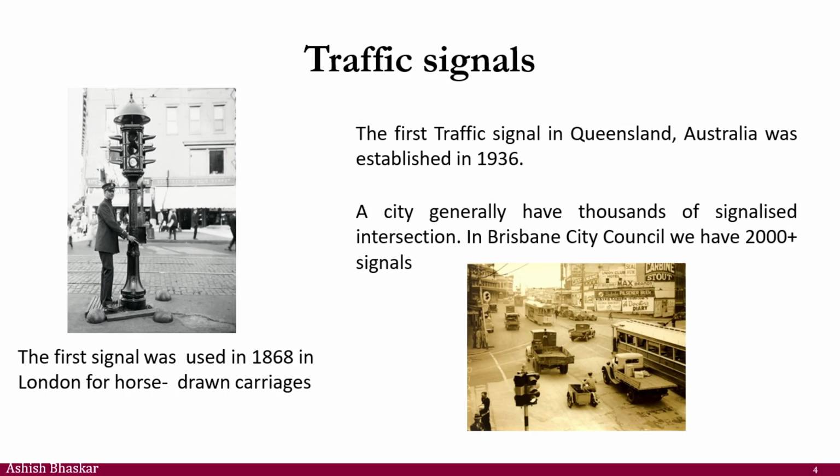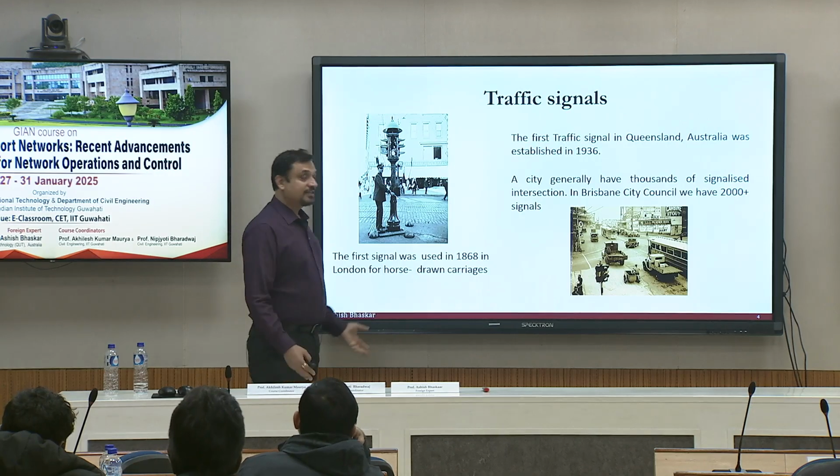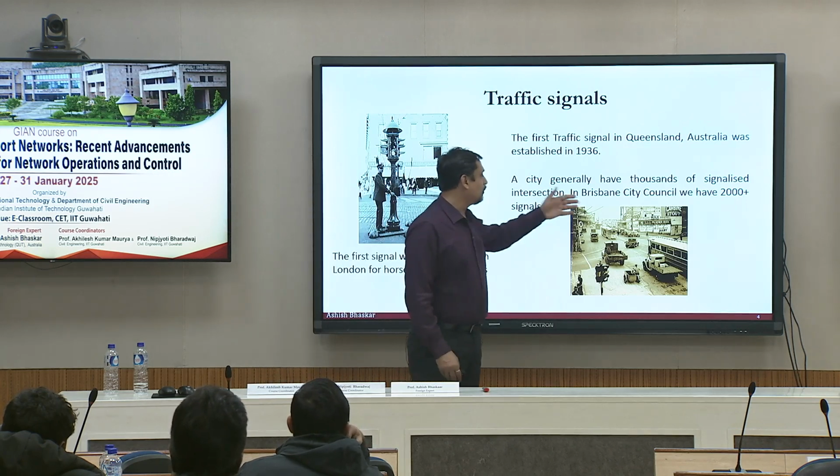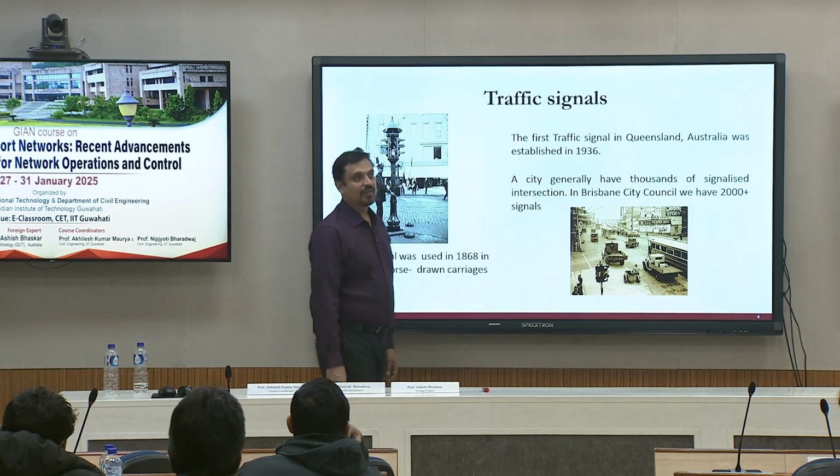Signals have been there for long. It's not something which has just come. The first use was in 1868 itself, when basically there were horse-drawn carriages moving along the intersection. So at that time they started using this one. In Queensland, they are using it from 1936. We have more than 2,000 signals in the city of Brisbane.